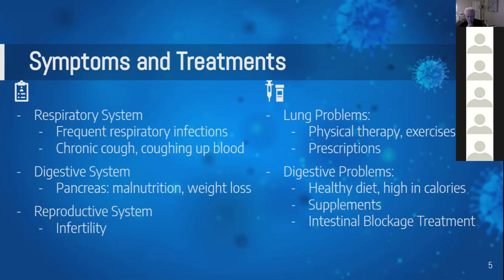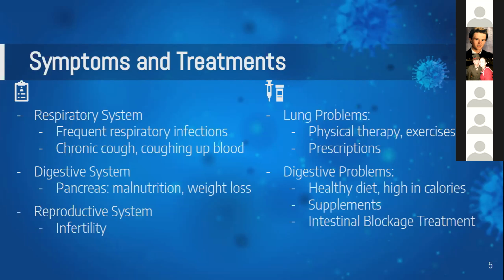For the reproductive system, both women and men are affected, and there are fertility rates that are being affected, which is due to the buildup of the thick mucus. There are treatments that can help with the lung problems, like physical therapies and exercises, which can help loosen the mucus and make it easier to breathe. There are also prescriptions and medicines that can help thin the mucus, and antibiotics are often used to help fight the frequent infections, and anti-inflammatories that can help with the inflammation as well.